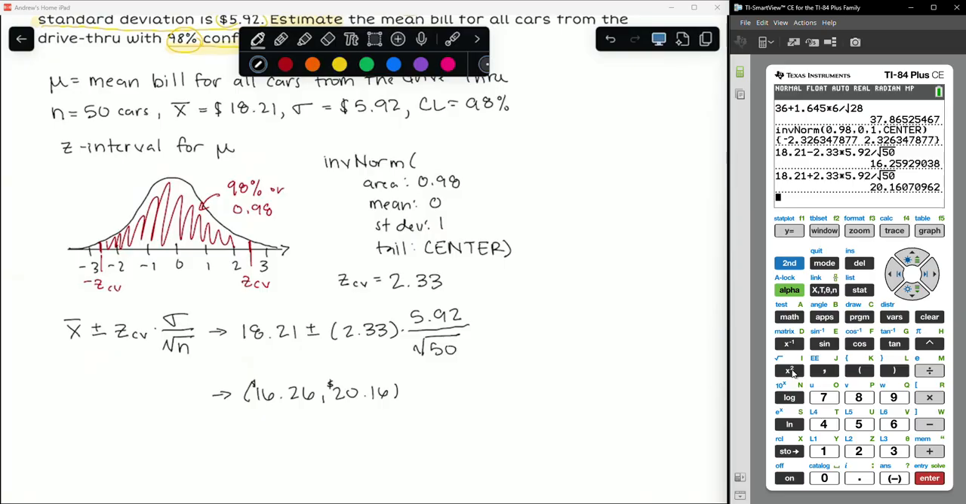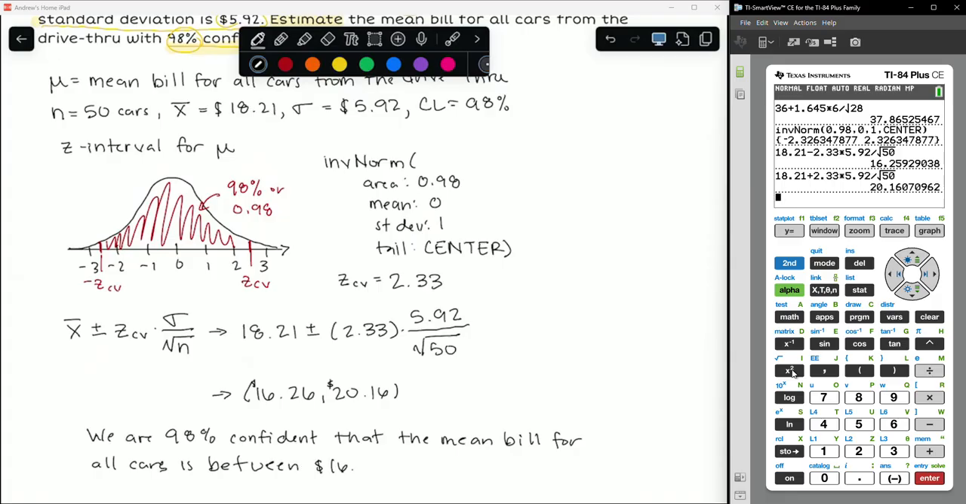So for our sentence, we are 98% confident that the mean bill for all cars is between $16.26 and $20.16.